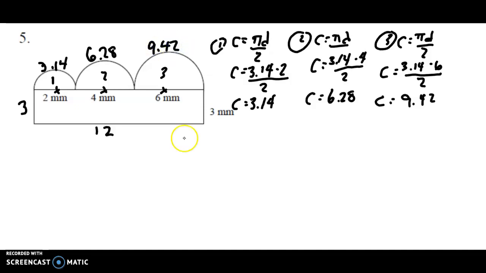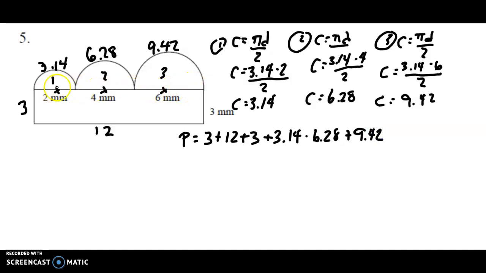Now I can add up my sides. P equals 3 plus 12 plus 3 plus 3.14 plus 6.28 plus 9.42. And again, I'm not adding these in the middle because they're not part of the outside or around the object. And when I add them together, I am going to get 36.84 millimeters.